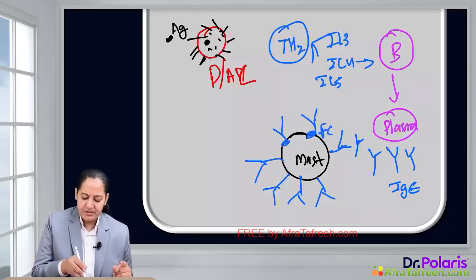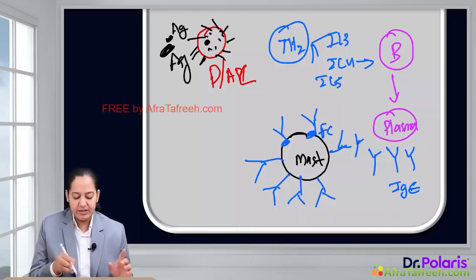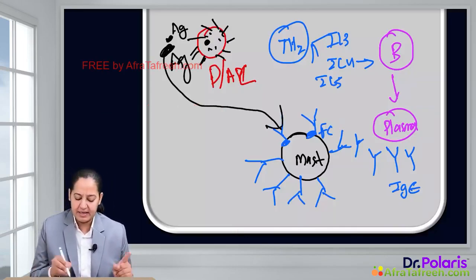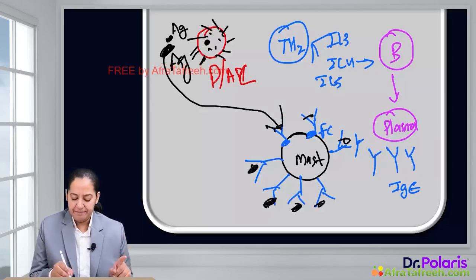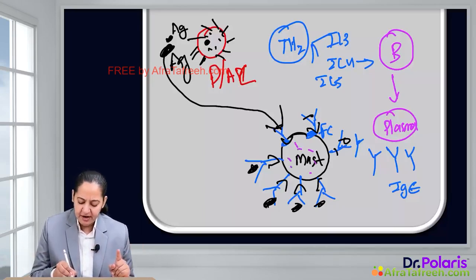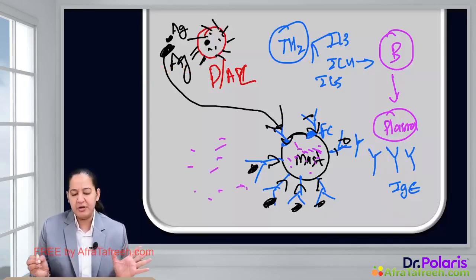When the same antigen enters the human body again, the second time or subsequent time, this antigen will directly go to the antibodies present on the surface of the mast cell. It will bind with the antibodies present on the surface of the mast cell. So, the antibodies will get stimulated. They will give a signal to the mast cell. On receiving the signal, the mast cell will burst. When the mast cell bursts, the granules inside the mast cell are released. This is known as degranulation of the mast cell.